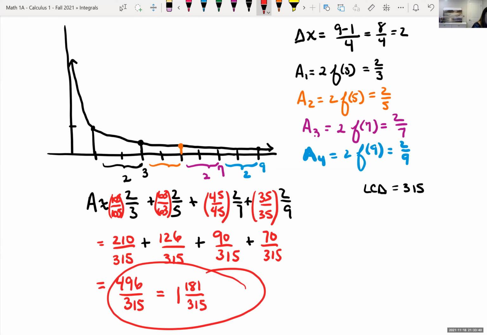So each time it was a right-hand endpoint. So this looks like an underestimate. And again, my drawing is not to scale. This would actually be higher. And so we get something that looks like that is what we found the area of.